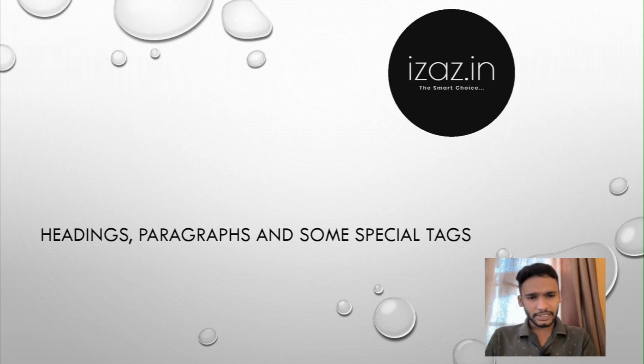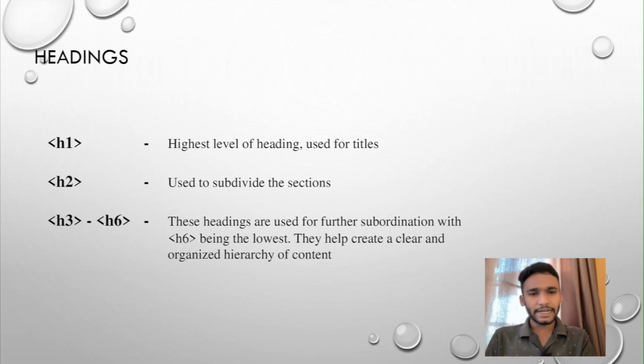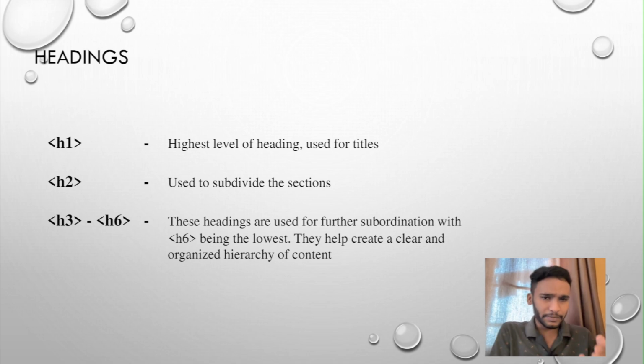Let's first go to this headings part. In HTML, there are 6 types of headings ranging from H1, H2, H3, H4, H5 and H6. The level of size will be decreased from H1 to H6. The H1 has the highest priority with the highest size, and is mostly used for titles, and H2 is mostly used for subtitles, where the size will be reduced.